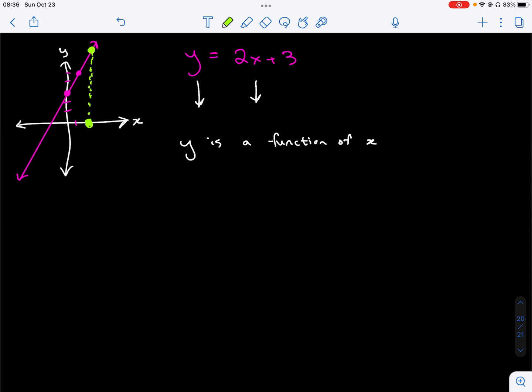If we try that out, if this is 2, then, wow, I was very close but very wrong. You'd have 2 times 2 plus 3, which is 4 plus 3, which in this case would be 7. So your output there would be 7. If you know what x is, you can then determine what y must be. y is a function of x.